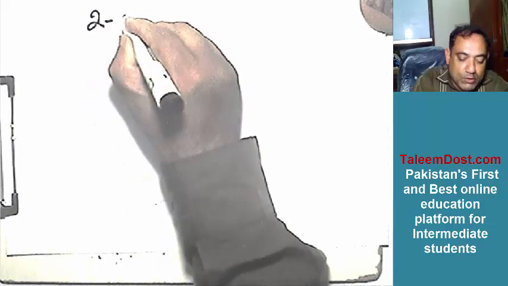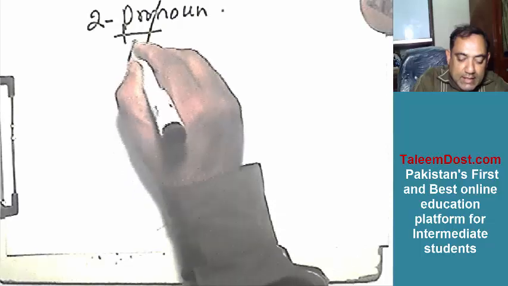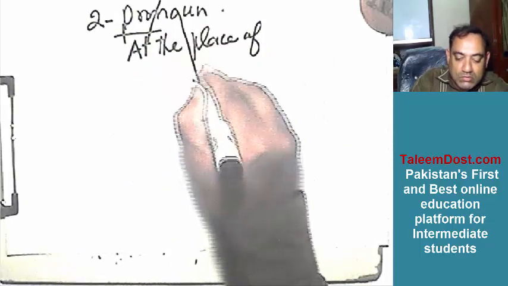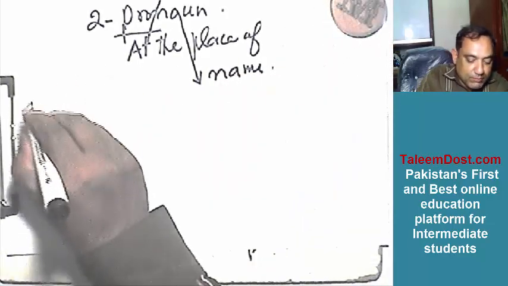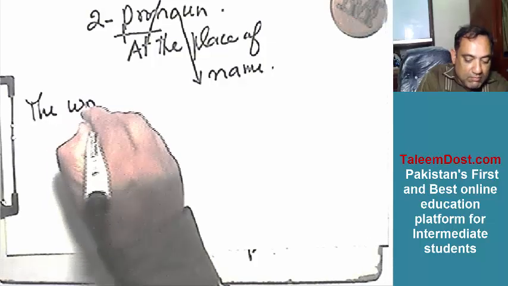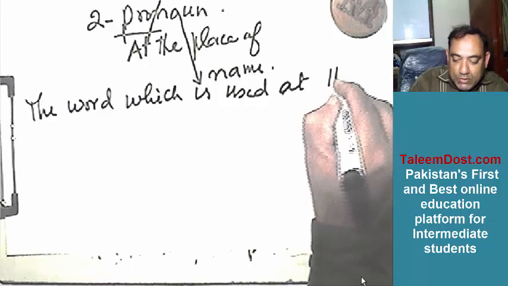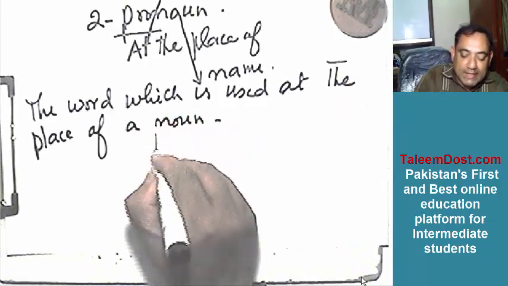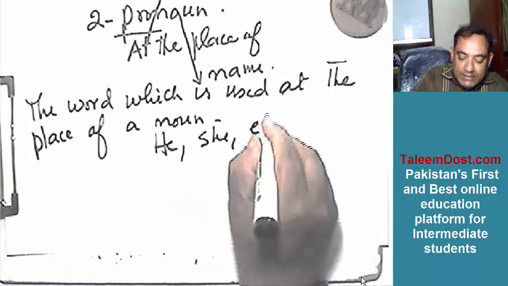Dear student. Number 2, pronoun. Pro, that is at the place of noun, name, the word which is used at the place of a noun. For example, we use he, she, etc.